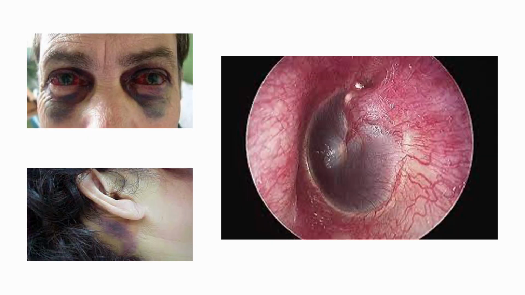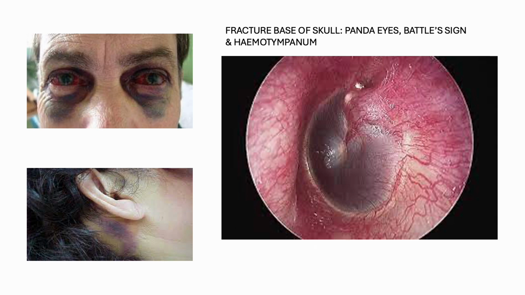This patient is coming with a head injury, and clear fluid is dripping from his nose, and you found it on the bedsheet. This is called a double halo sign of CSF rhinorrhea. Here you see ecchymosis around the eye, that is called raccoon eye. Ecchymosis at the mastoid, that's Battle sign. And you also see the tympanic membrane, which is having blood behind it, and that's hemotympanum, and this is classical of fracture base of skull.